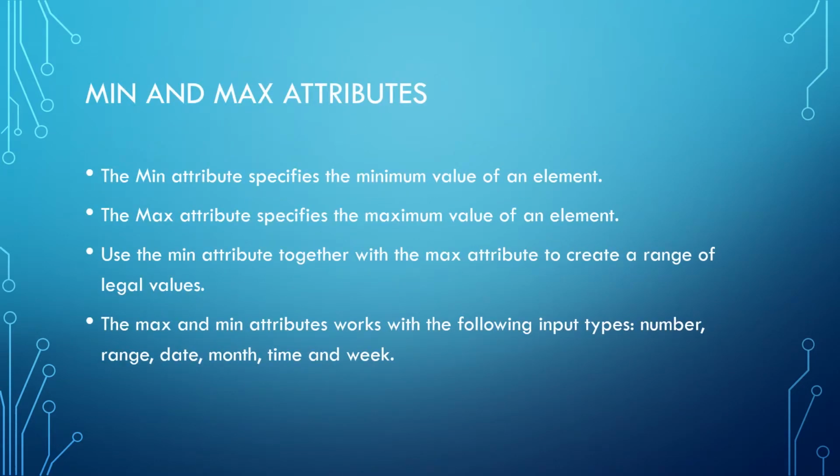The min and max attributes are fairly self-explanatory. The minimum number has to be at least equal to or greater than that number. The max is less than or equal to that number. If you use them together, then that gives you a range of one number between the min and the max.